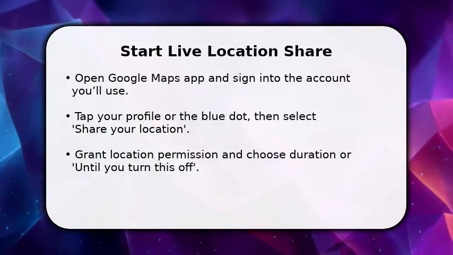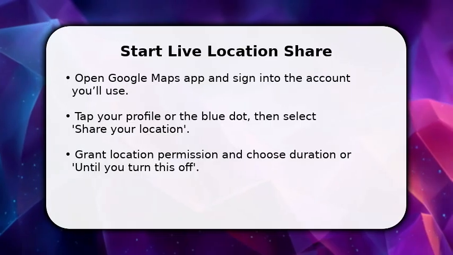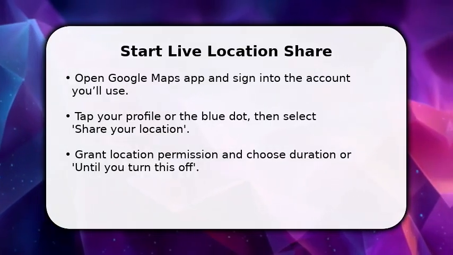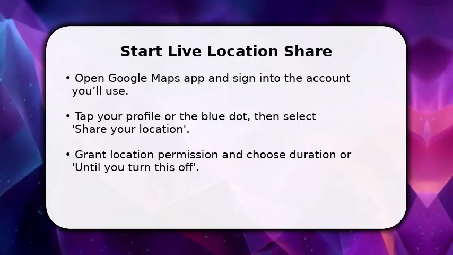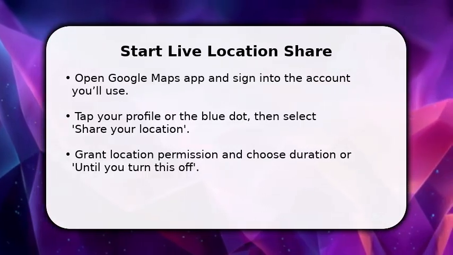You're starting now. Open Google Maps and sign in. Tap the blue dot or your profile, then choose Share Your Location so the feature appears immediately. Grant precise location permission when prompted.